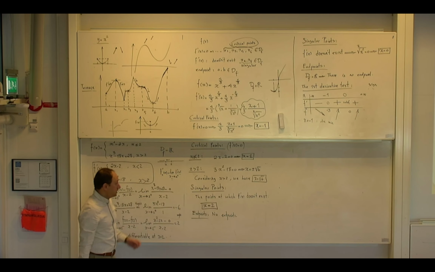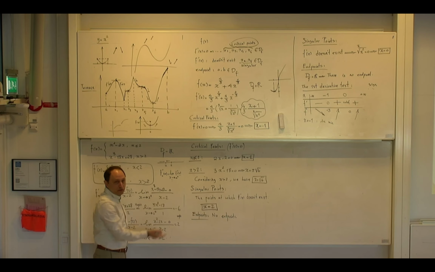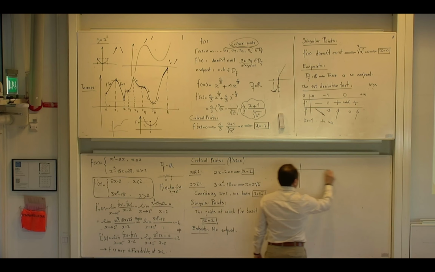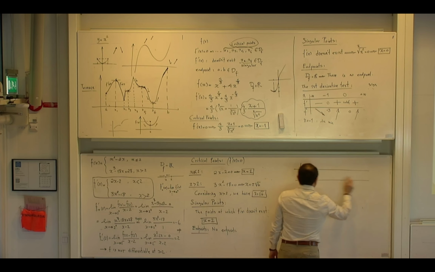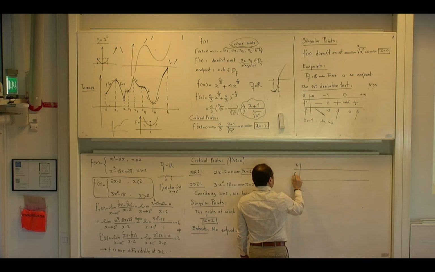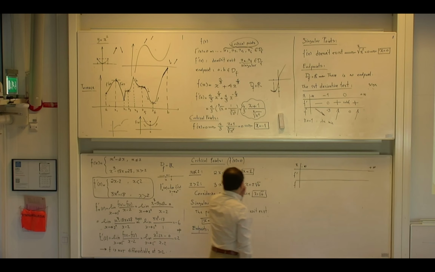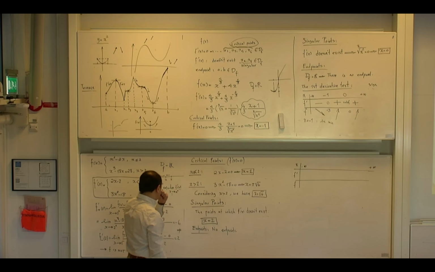Okay, so now we want to know which one is which. What we are supposed to do is set up a table. So we have x, f prime, and f. X goes from minus infinity to infinity. There are some candidates that I collected during this calculation, 3 of them: 1, square root of 6, and 2.